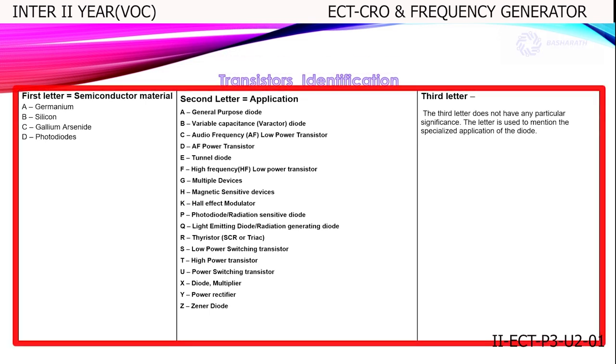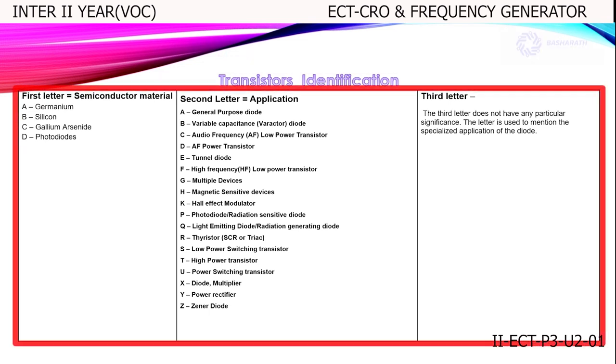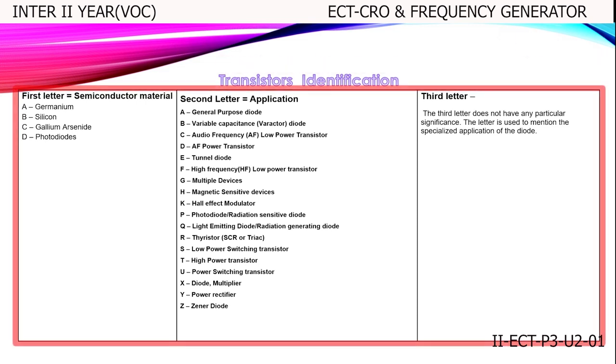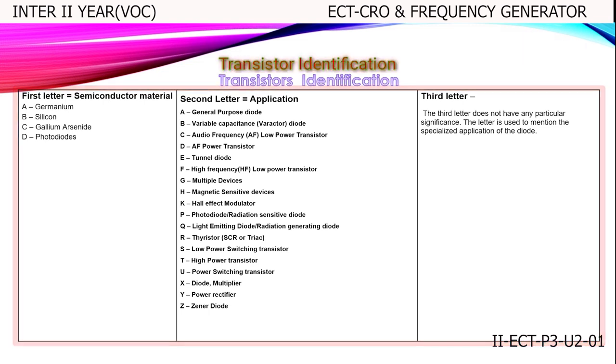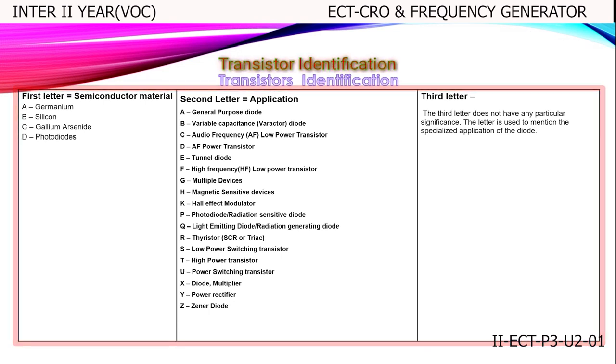If a transistor number is AC125, then it is a germanium transistor. And BC148 is a silicon transistor. The second letter of any symbol indicates the device type and its function in the circuit. For example, C means small signal and D means power.